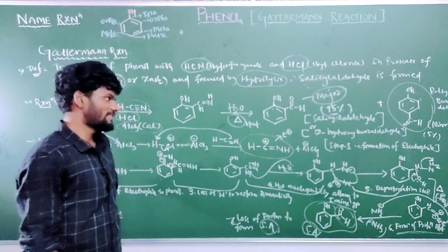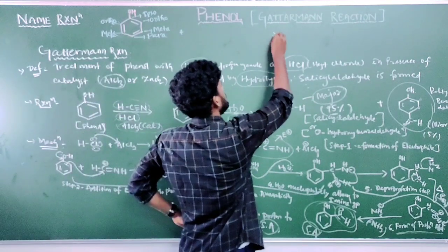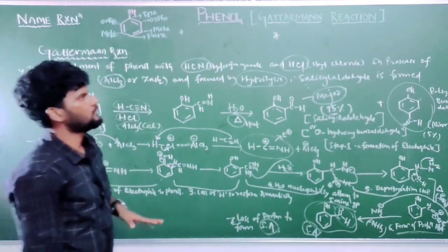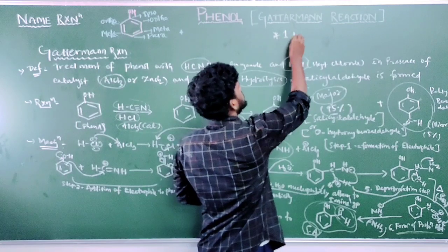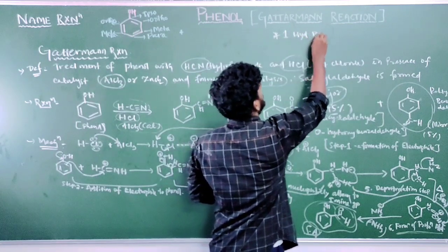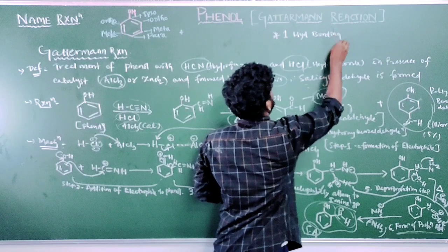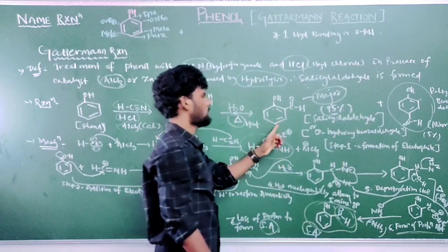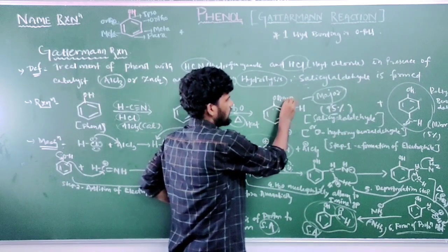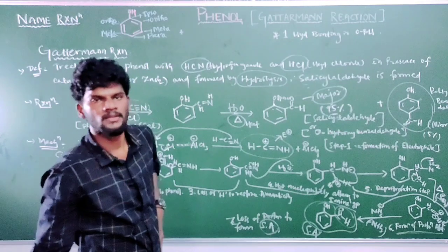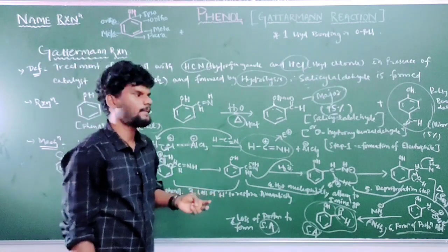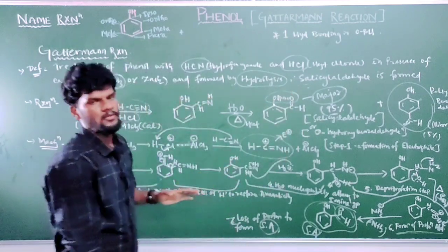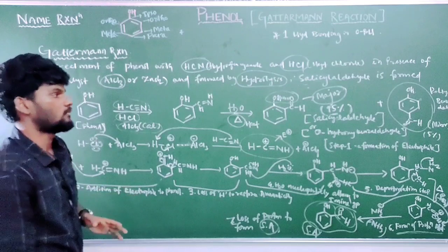So what are the reasons? There are two reasons which contribute to the stability of the ortho product. Number one reason is hydrogen bonding in the ortho product. You can see this hydrogen can coordinately bind to this oxygen. This is a hydrogen bond. Because of this hydrogen bonding, the ortho product is stable and forms in major amount.